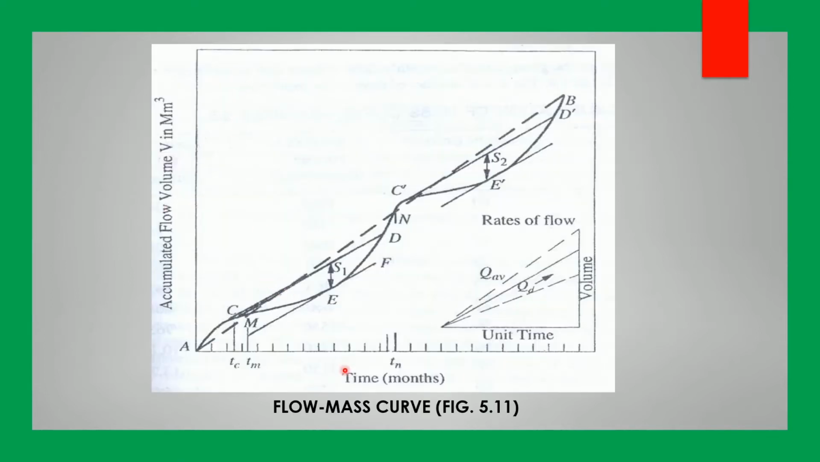So, let us go back here. Consider the line CD of slope Q sub D. This line CD, the rate of flow, is called the slope. This slope is Q sub D. This is the demand line, from C to D. Then this is the supply line. Then this is the storage.